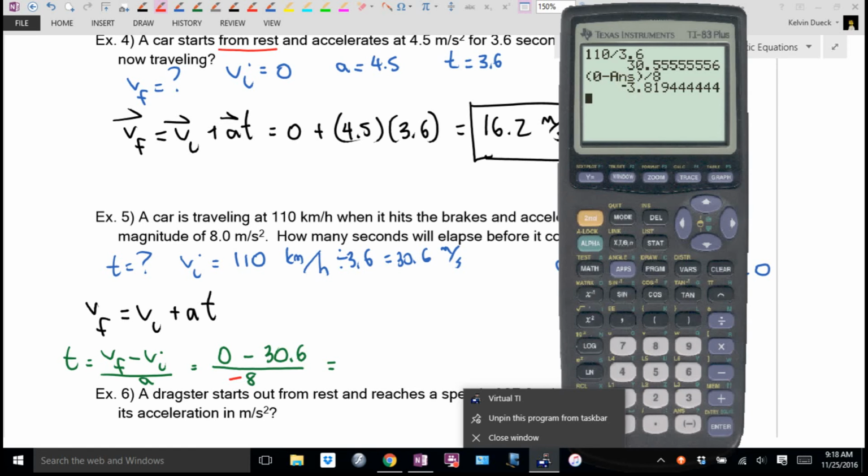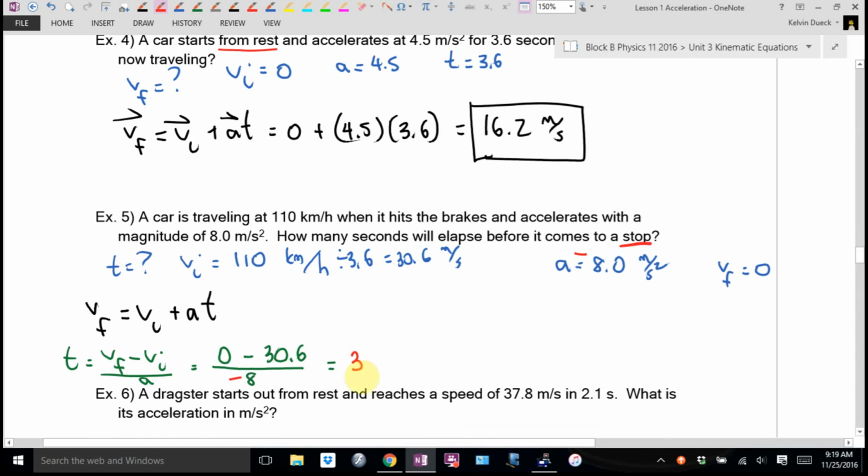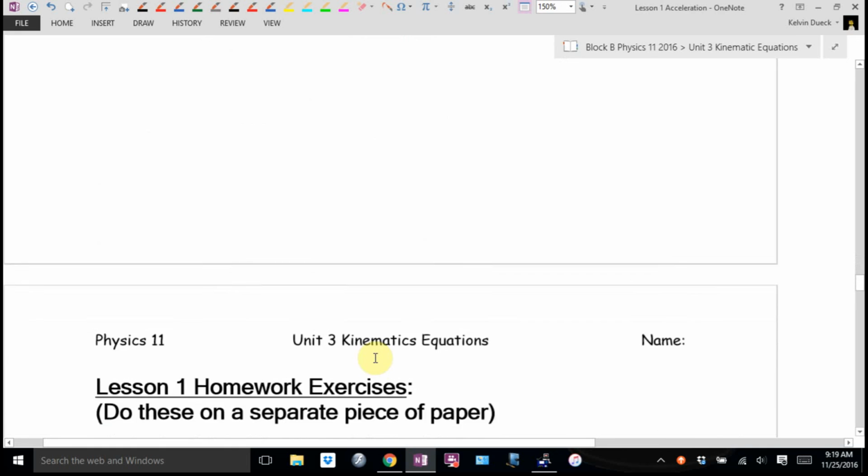I like the fact that the universe is telling me, look, you can't slow down and have a positive acceleration. So instead of negative 3.82, I'll go positive 3.82. And it's not acceleration, Mr. Dewick. Time. One more, we're done.